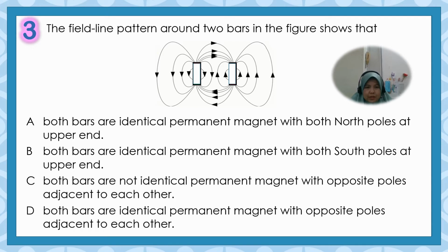For question number 3, the field line pattern around two bars in the figure shows that, if you refer to the diagram, the magnetic field leaves the north pole and enters the south pole, right? So the poles of both bar magnets are as shown. Because of that, the best answer is D. Both bars are identical permanent magnets with opposite poles adjacent to each other.